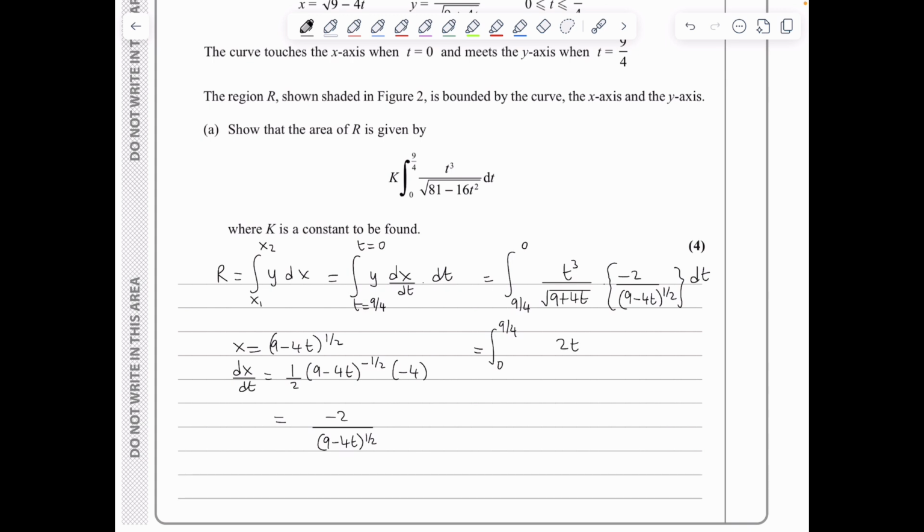We've got 2t cubed in the numerator, and in the denominator, this is a square root, this is also a square root, so I can put everything under the same square root. So we've got 9 plus 4t times 9 minus 4t, all square rooted, dt. And I can take the 2 out. It's 2 times the integral from 0 up to 9/4 of t cubed, and in the denominator, if we expand 9 plus 4t times 9 minus 4t, it's the difference of two squares. It gives me 81 minus 16t squared, and obviously there's a square root here, dt as required.